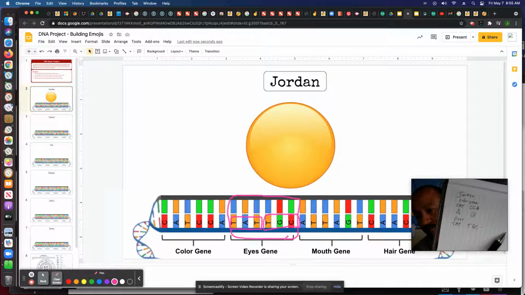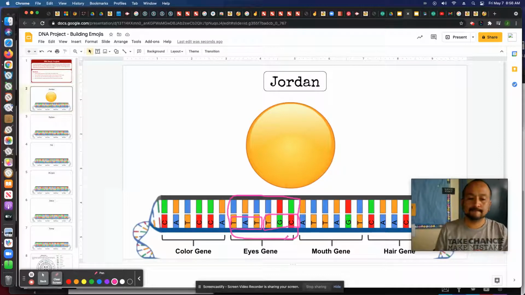Because it's just going to help me. So the eyes for Jordan will be TAT. That's one protein molecule that it will build, and TGC, that is the second protein molecule that the genes are instructing us to build. So I'm going to go to my DNA decoder.